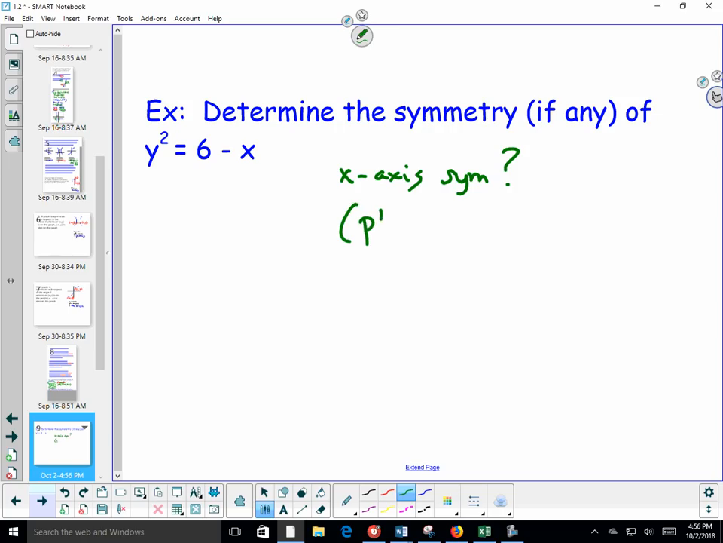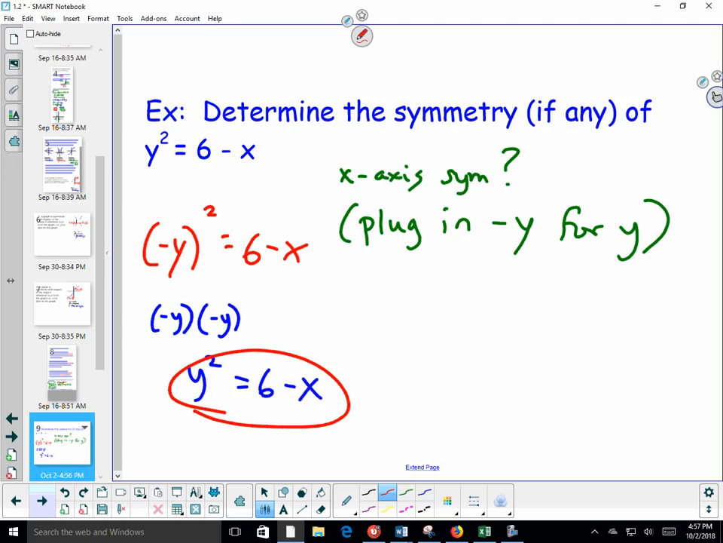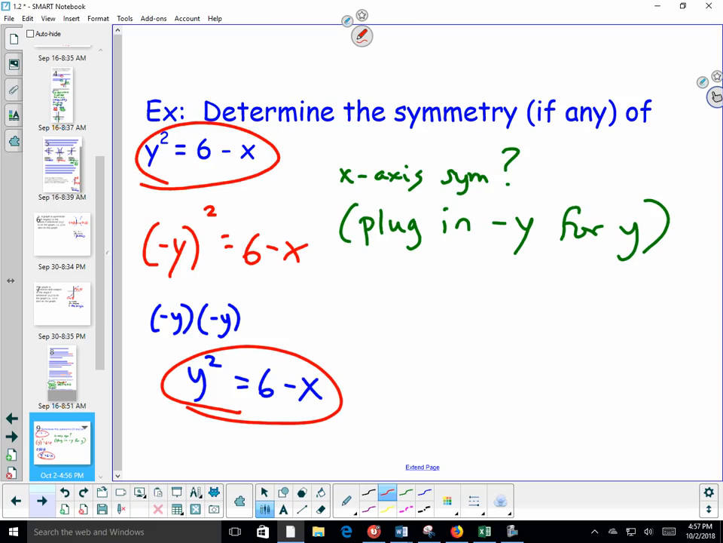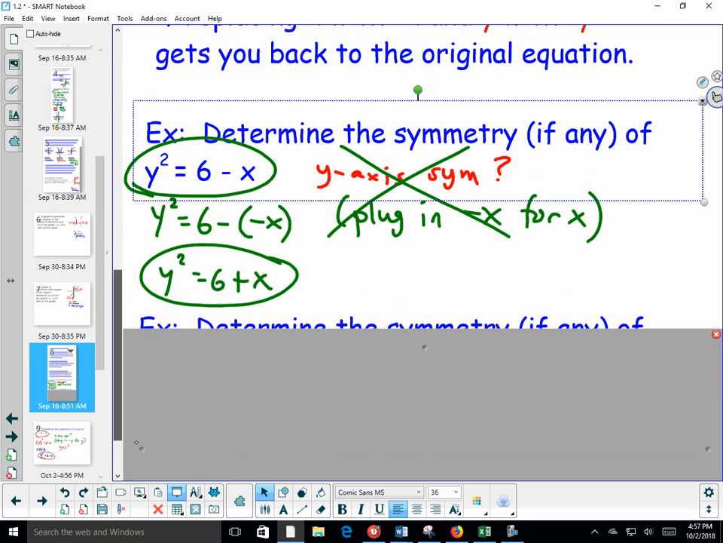So what am I going to do? I'm going to plug in opposite of y for y. All right, so in my equation, I am going to say opposite of y, quantity squared, equals 6 minus x. Well, negative y times negative y is the same as y squared. So I get y squared equaling 6 minus x. Is this equation the same as the original equation? Yes. So the answer, does it have x-axis symmetry? Yes, it does. And you could try it for the origin, but I think that one's going to be a no-go.